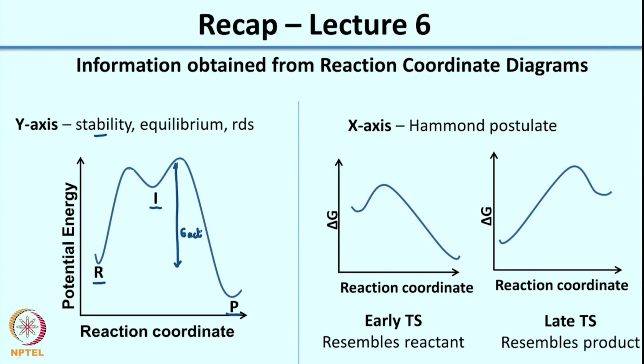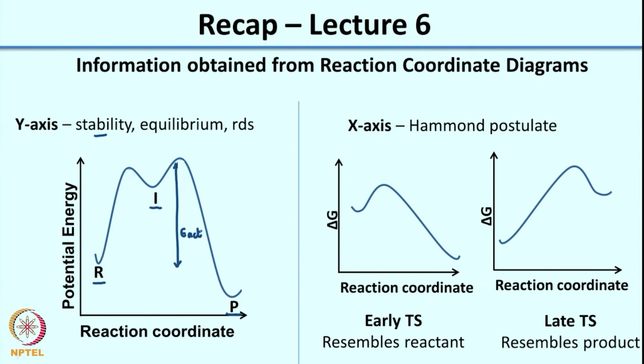Now a lot of information is also available from the x axis. The x axis, as I told you, gives you information regarding the geometry of the molecule. We discussed the Hammond postulate in the last class, and based on the Hammond postulate, if the transition state, so this is the transition state here, is close in energy to the reactant, then it resembles the reactant, whereas if the transition state is closer in energy to the product, it resembles the product.